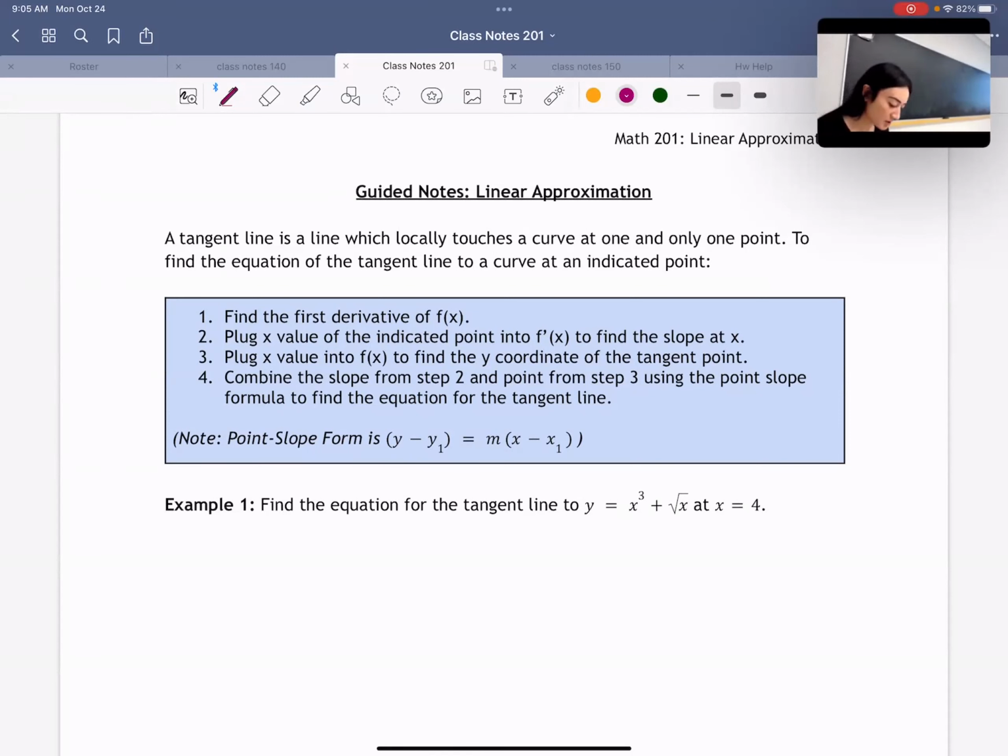So if we want to find the equation of a tangent line, the first thing we're going to do is find the derivative of our function. The derivative is the slope of our tangent line. So that would be pretty useful for us to get our tangent line, right?